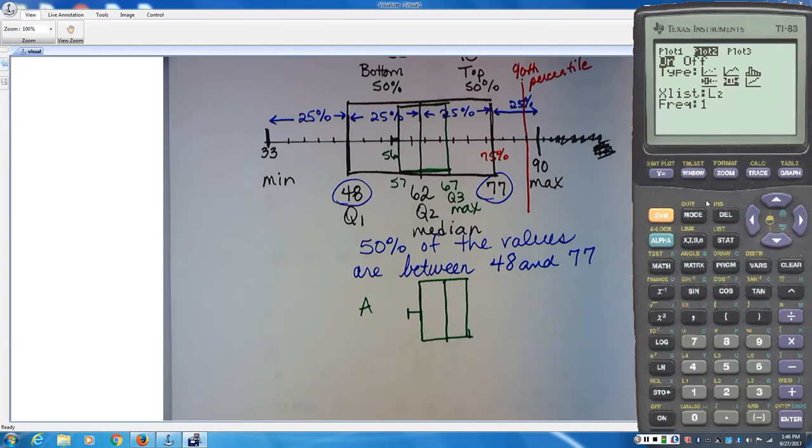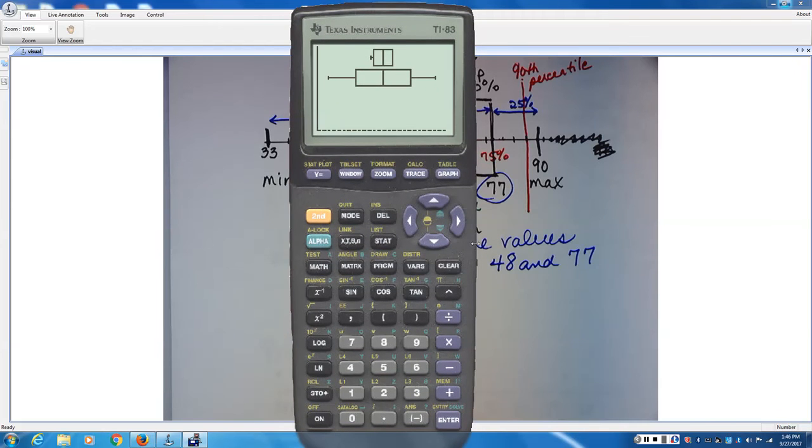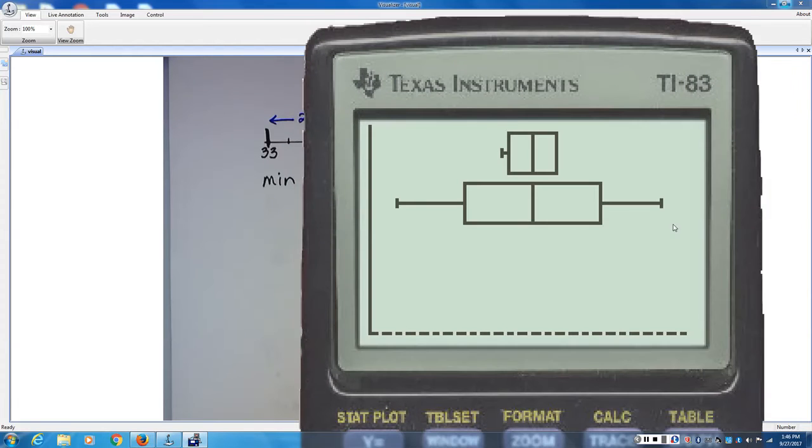And then we don't want to have to figure out what kind of window we need. Your calculator will do this for you. Once you've got that set up like that, you hit zoom and go down to the number 9 key, which is Zoom Stat. See the difference between those two box plots? If this represents A and this represents B, what does that tell you?